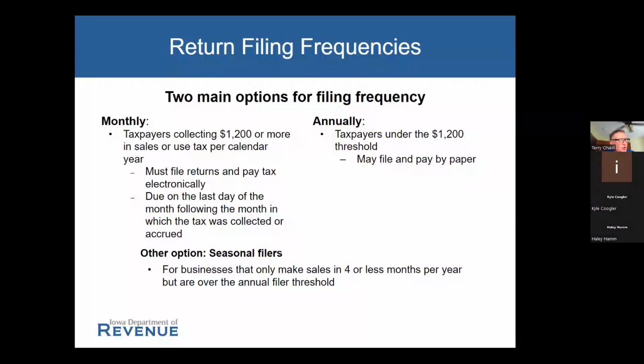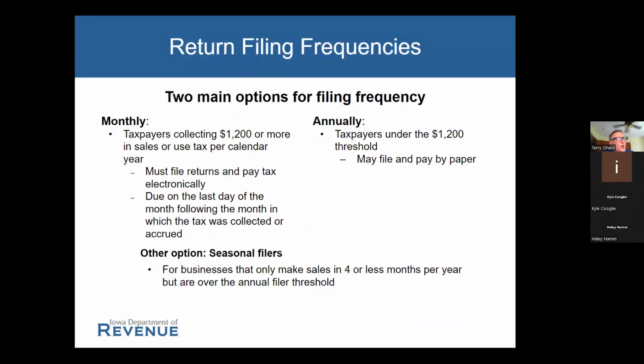Monthly filers, your tax is always due on the last day of the month following the month in which the tax was collected or accrued. So, as an example here, we are now in the month of July. July tax is due by the end of August. If you are a monthly filer, July tax is going to be due by the end of August. Reminder as well, if the due date ever comes on a Saturday, Sunday, or holiday, it's actually going to be due on the next business day. So the next official day of business is when it's actually going to be due.